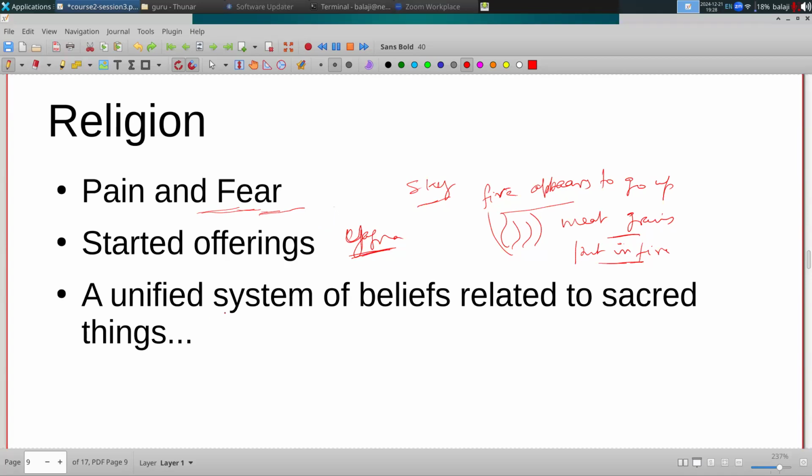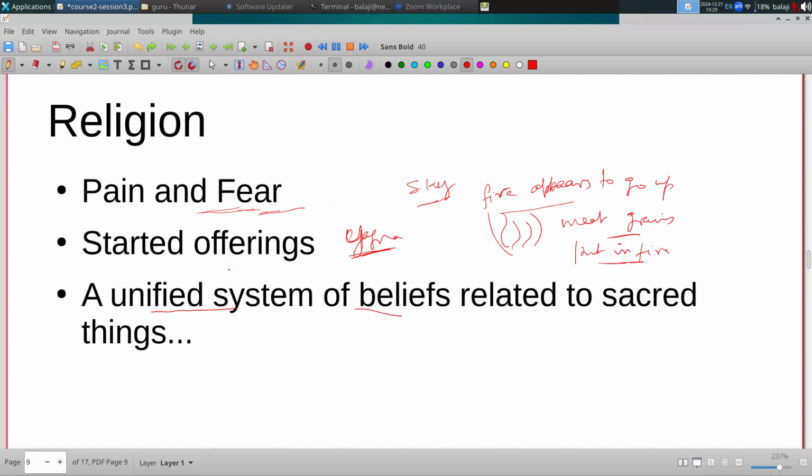So that could be, again, it's very difficult to define religion, but I picked up this from Wikipedia again. So this unified system of beliefs related to sacred things is what they say. This can be debated, of course, but it is very difficult to define what is religion. We can have some definition for our discussion. So that is how religion would have evolved at the very, very initial stage.